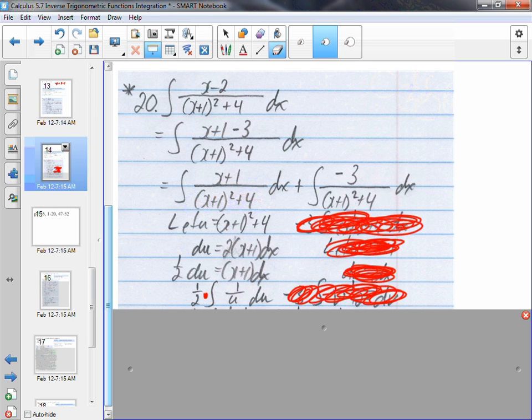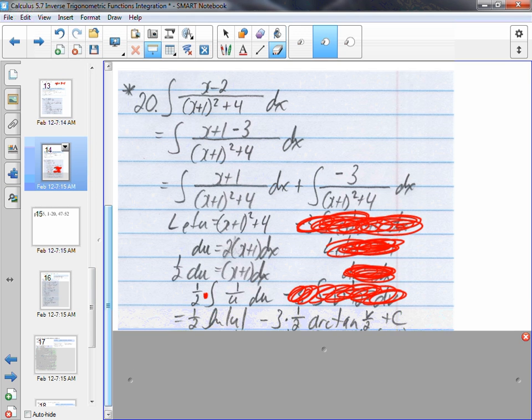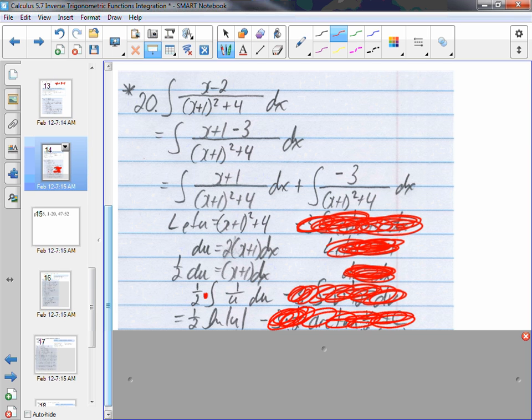So cool, huh? You want to go ahead and integrate it? So 1/2, and then the integral of 1 over u du is the natural log of the absolute value of u, plus c. Sure hope we can integrate this second one. Because if not, we just wasted our time.